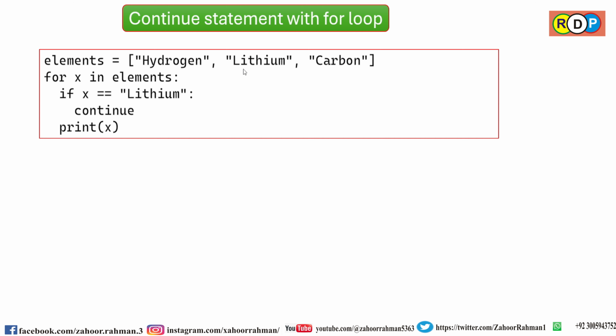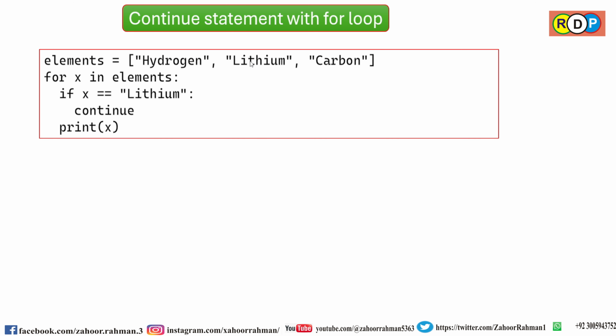There are elements hydrogen, lithium, carbon. X is having the first value as hydrogen, and if X is equal to lithium, which is not the case, it will print X, it will print hydrogen, and then we'll go and process the next element, that is lithium. In this case, the condition will be true, and it will not print the lithium, and will go to process the next element. Carbon is there. So if X is equal to lithium, now it is not true, so it will print the value of X, that is carbon.